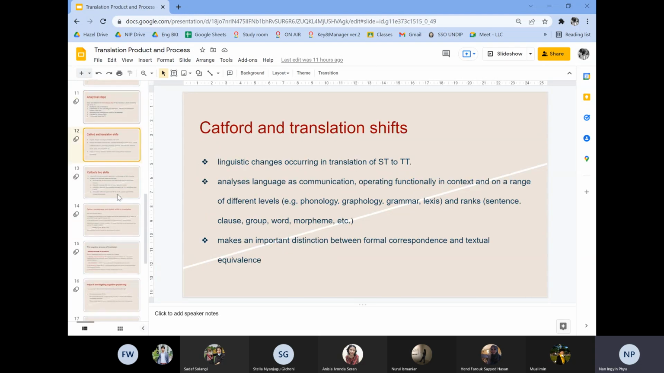And then here, now we have come to another one, that is the careful translation shift. So, okay, what is a shift? We can also see a shift as operating them into the range of a different level. We're just making an important distinction between a formal correspondent and a textual equivalent. Like in here, we have already given examples: phonology, graphology, grammar, lexis, sentence, clause, group, word, morpheme. We have to shift those things by analyzing the language as communication. In here they are focusing more on being able to communicate.